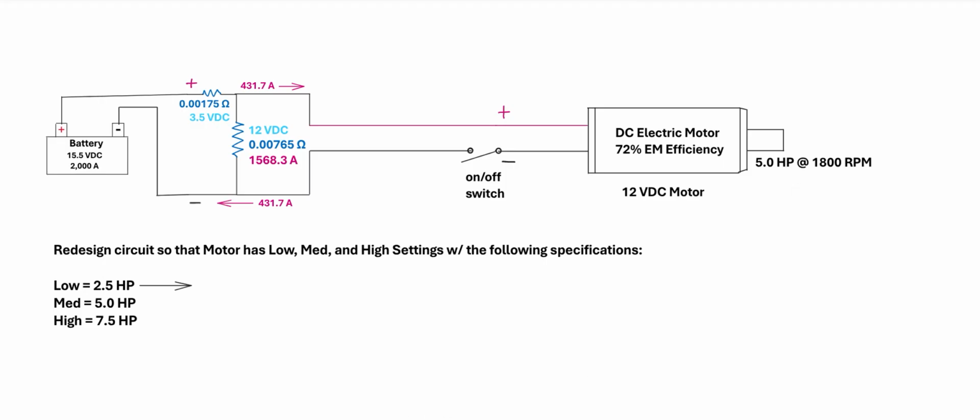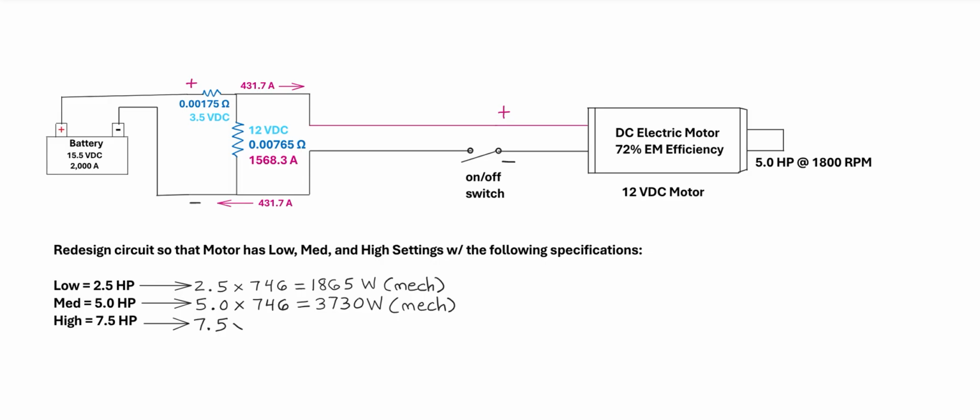So we first need to figure out what the mechanical power output values are for the low and high settings, because we already did the medium setting as the original setting. We want to go a little lower in power and a little higher. An appropriate metric could be 2.5 for the low and 7.5 for the high with respect to horsepower, and then 5.0 for horsepower as the middle or medium.